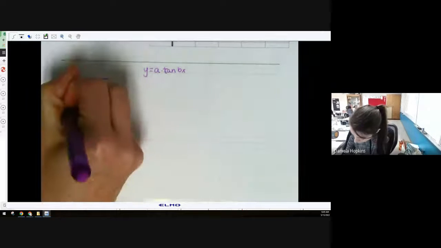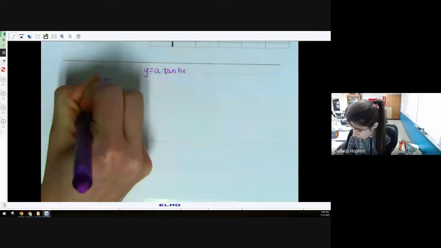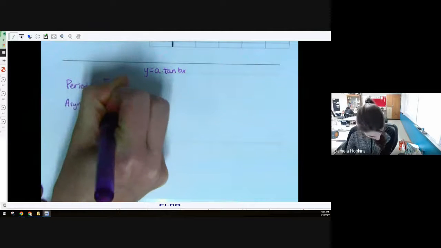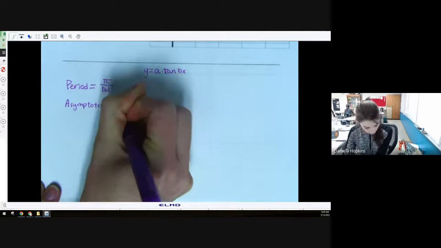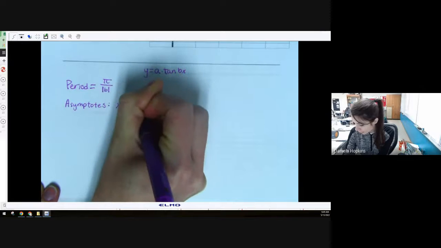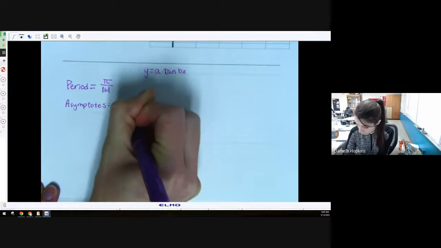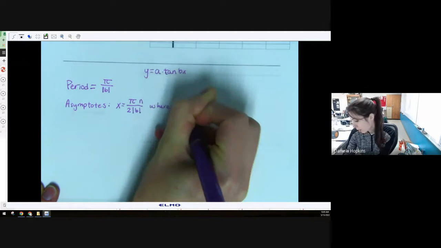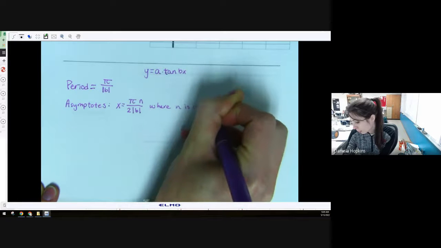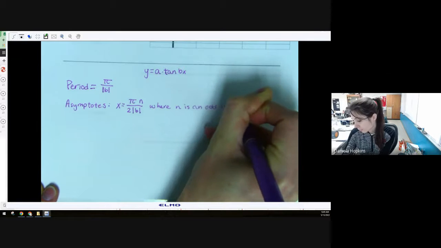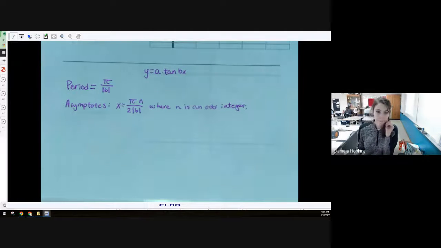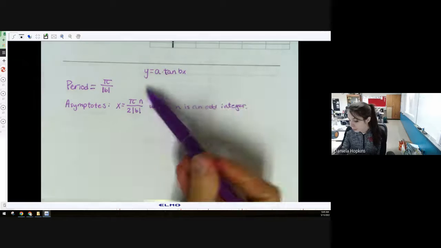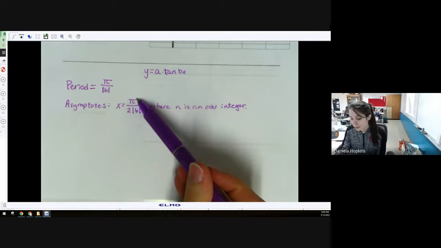So the rule for the asymptotes is that they're going to be at x equals pi n over 2 times the absolute value of b, where n is an odd integer. Because again, you have an infinite number of asymptotes here. So lots and lots of asymptotes, so we're going to put an n in, in general. But your first asymptote would be at pi over 2 times b.